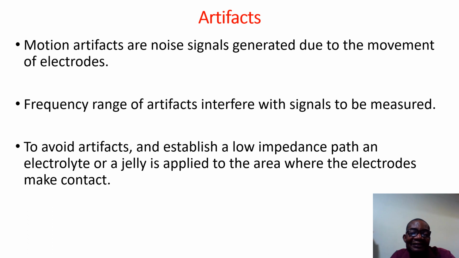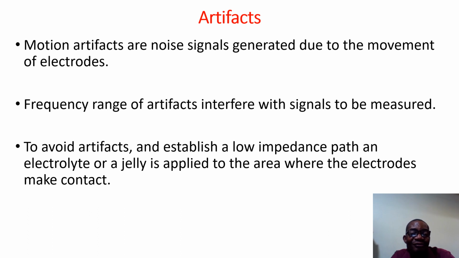What are artifacts? Artifacts are generally unwanted signals that tend to affect the results of our measurements. Motion artifacts are one of the major types of artifacts. They are noise signals that are generated due to the movement of electrodes. You know, even at rest, there's a kind of movement in the body occasioned by the metabolic activities that are taking place in the body.